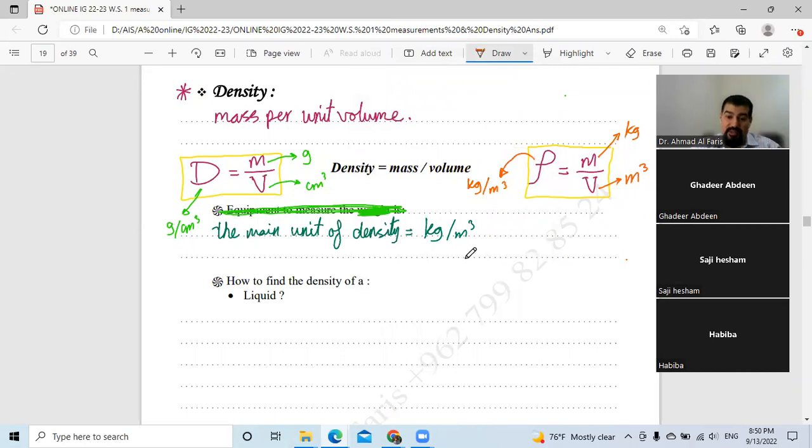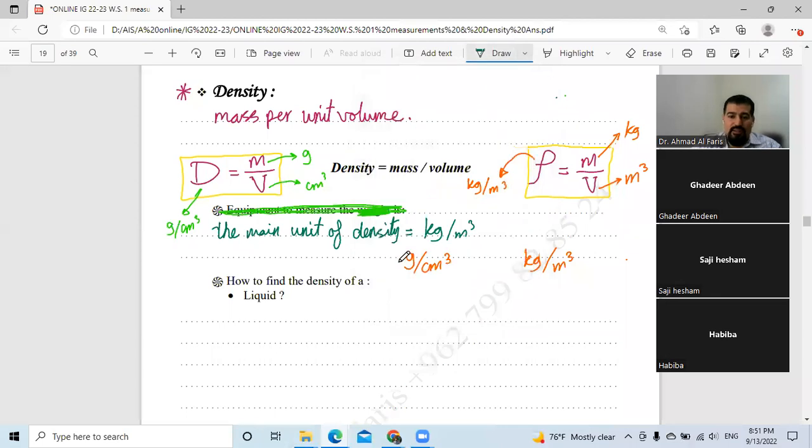Now let me ask you a question, and I want to see who can make a good relationship in his brain. Which one is bigger, gram per cubic centimeter or kilogram per meter cube, as a unit? Can I say which one has a greater value? Is it the Kuwaiti dinar or the American dollar? Which one has greater value, the Emirati dirham or the Egyptian pound? Actually, gram per centimeter cube has greater value than kilogram per meter cube.